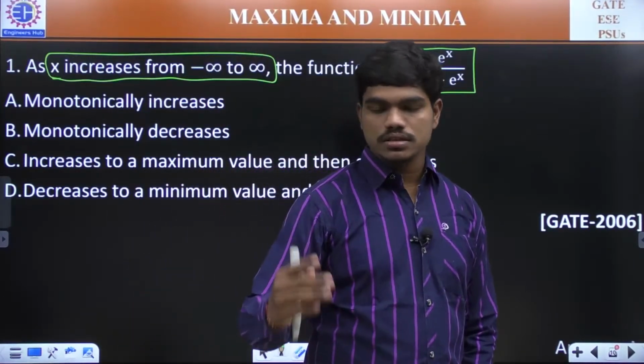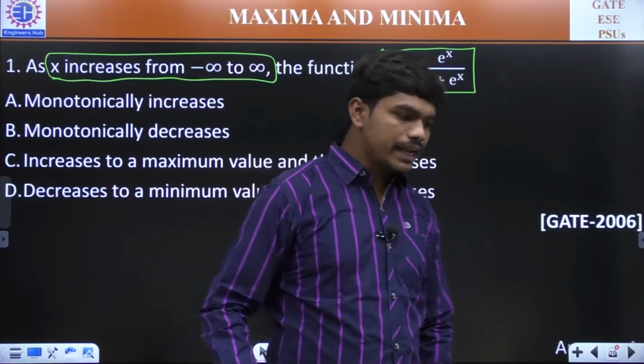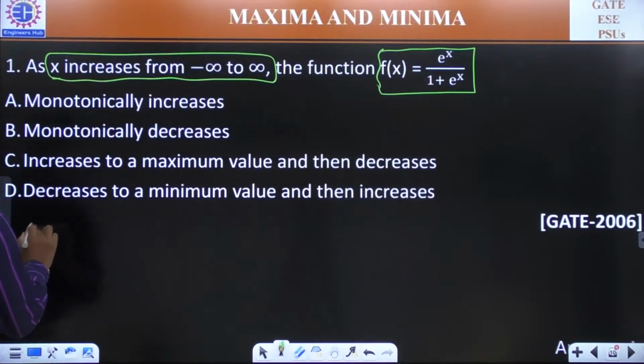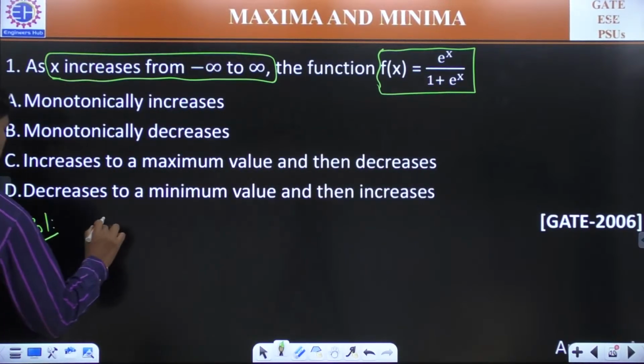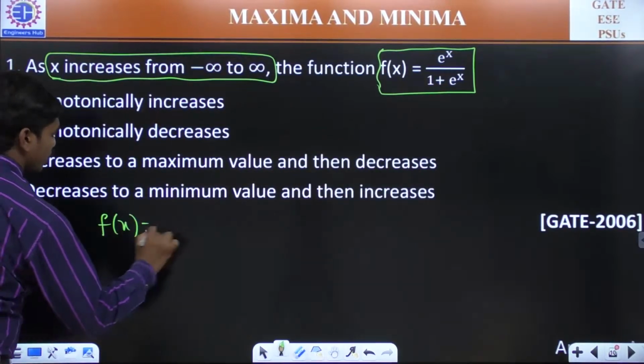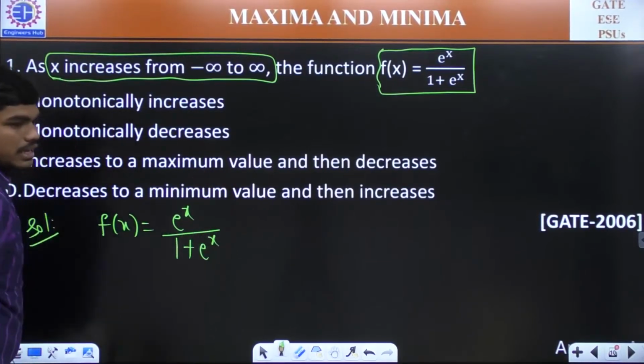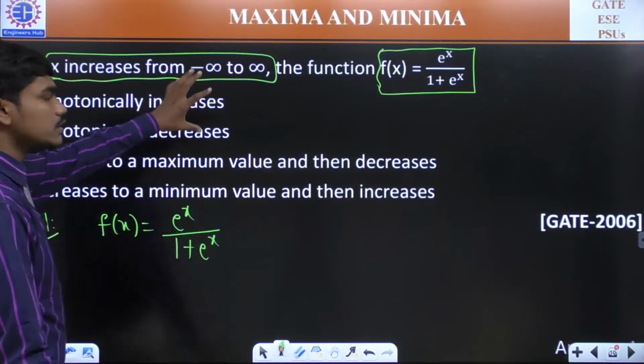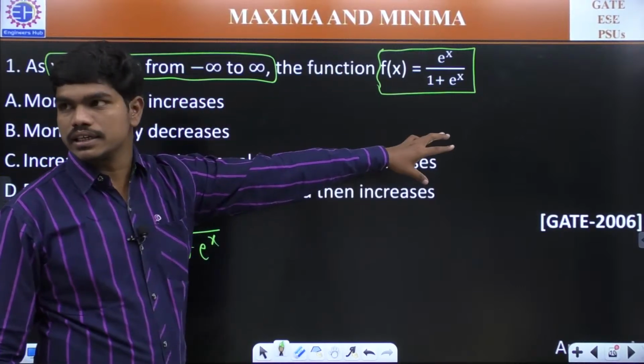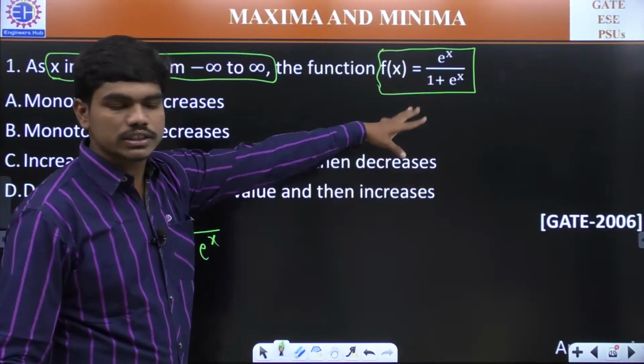Okay, so please try to do this. Option A. So let me solve this. What is your f of x? e power x divided by 1 plus e power x. Now, if you want to know the nature of this function, whether it's increasing or decreasing, you should be in a position to calculate its first derivative, correct?